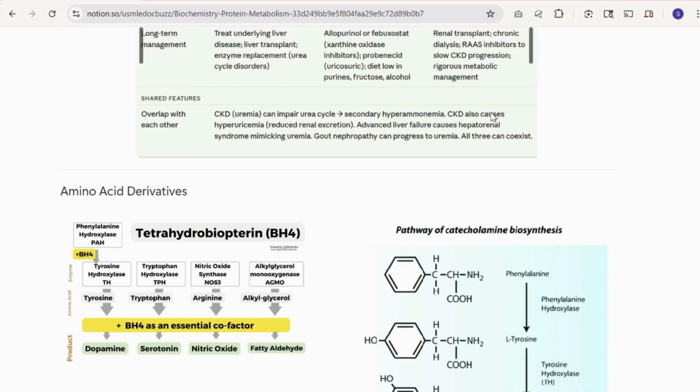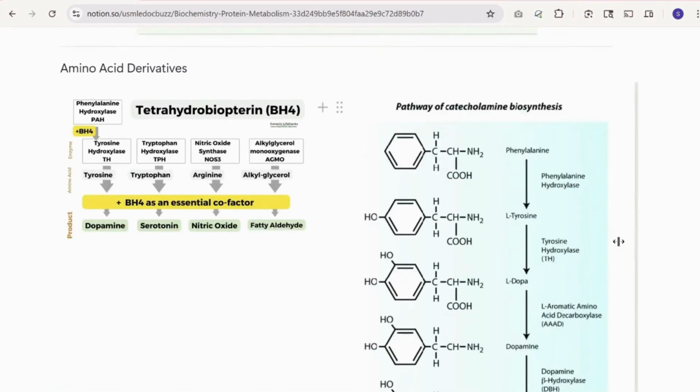Right? Gout nephropathy can progress to uremia. So there's certain scenarios where all three of them can be there, right? So when you look at BUN creatinine next time, or when you look at uremia, or they talk about hyperammonemia, you should be able to differentiate them in your head. Okay, so that's our discussion on that.